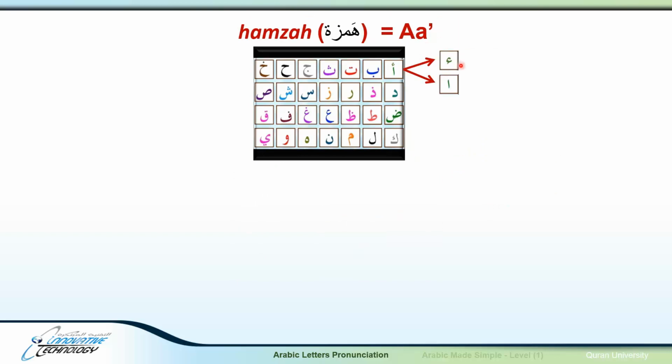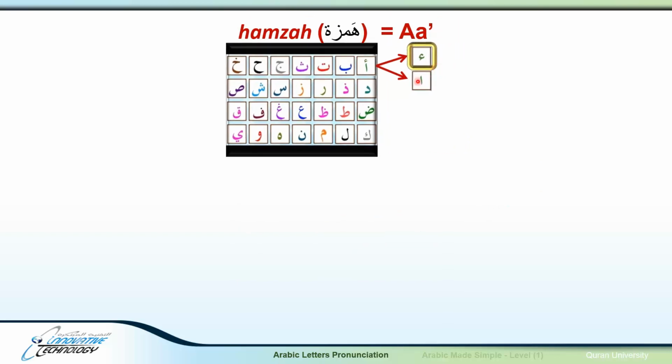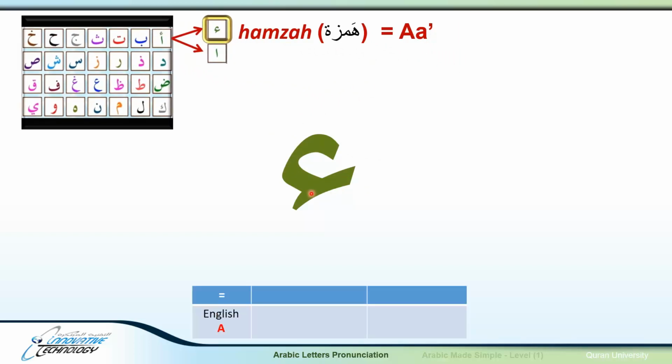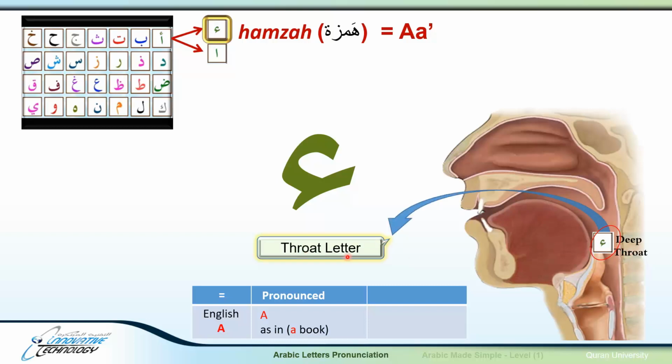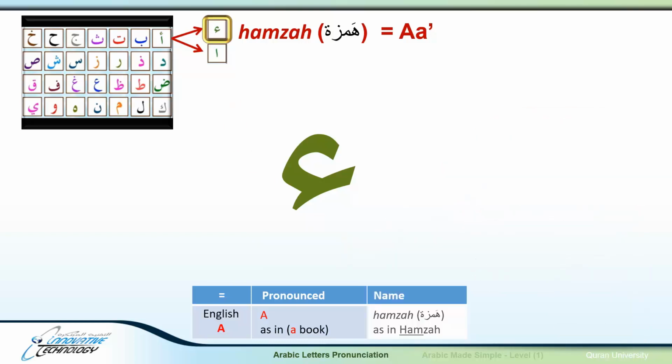A is the hamza. Hamza looks like this, and it is equivalent to the English a. So it's not like any a in English. It's an a when it is a short, non-extendable a, like a in a book. So this a is actually a deep throat letter. A book, a. And we call that hamza.